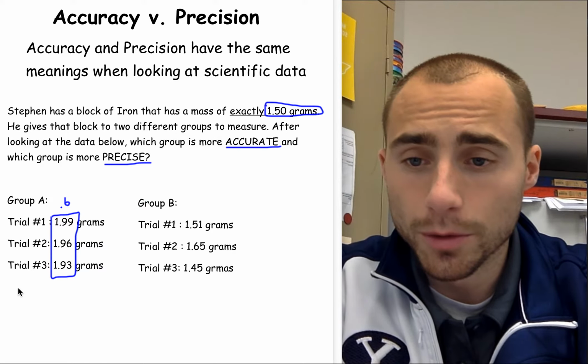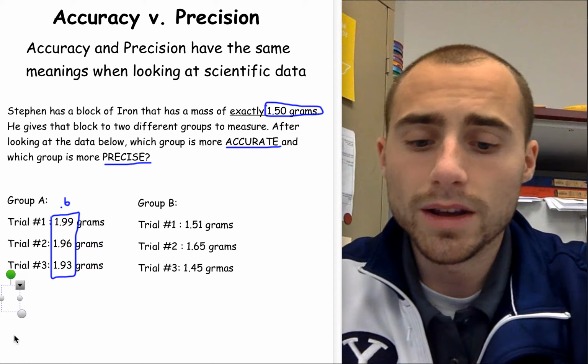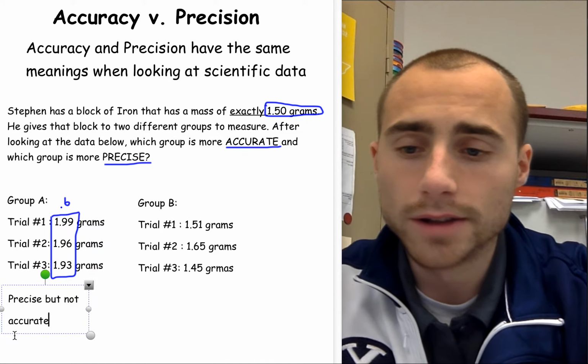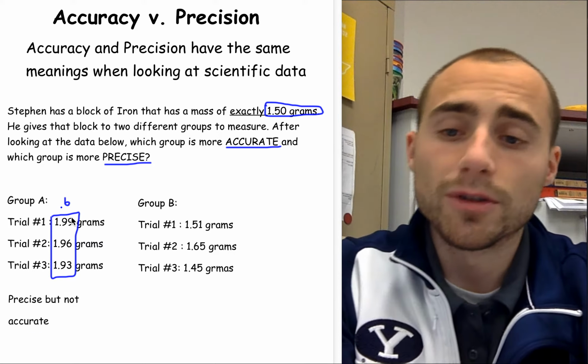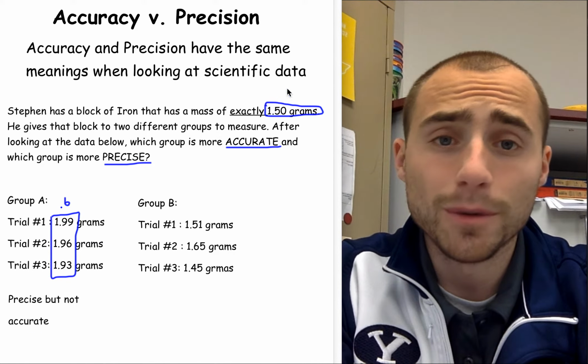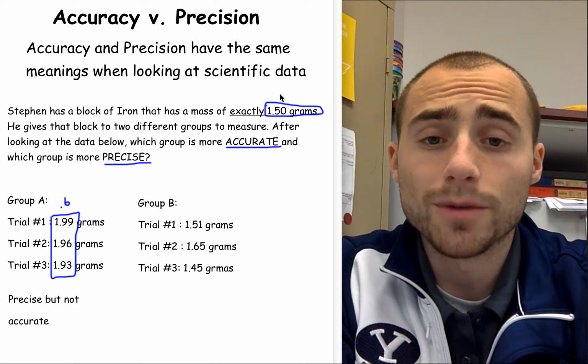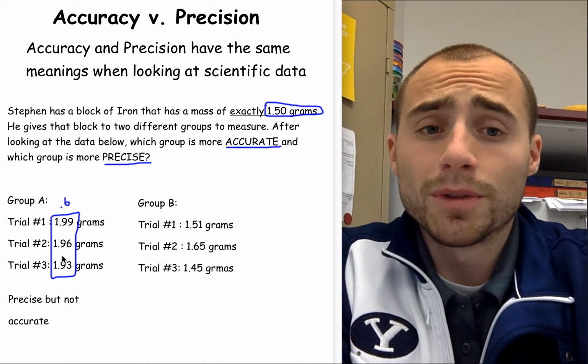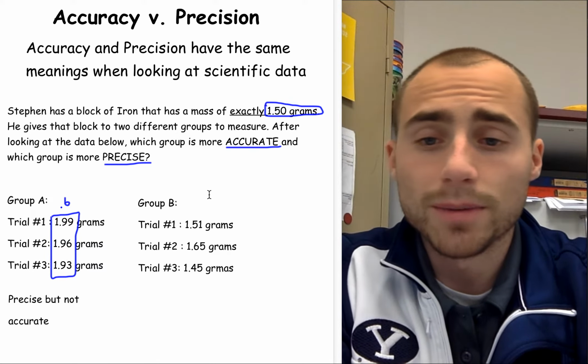So this first group, group A, would be considered precise but not accurate. The reason is that they're close to each other, but they're very far from the true value. We know the block has a mass of 1.5 grams, but they measured it, and they're all close to each other, but not close to 1.5 grams. So that is precise but not accurate.